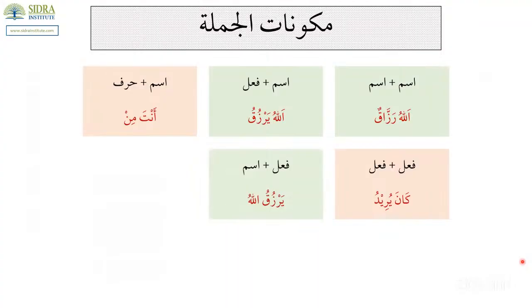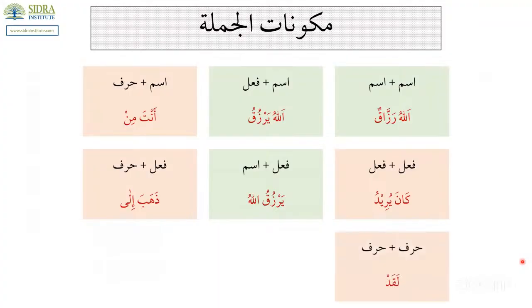Can we have a verb and a noun? Yes. Yarzuqullahu, Allah provides. So yarzuqu is fi'lun and Allah is a noun. So a combination of a verb and a noun can be complete. A verb and a particle. Dhahaba ila, went to. Who went? We don't know. Where did he go? So just a verb and a particle, incomplete.